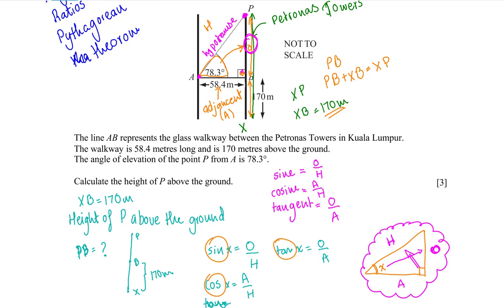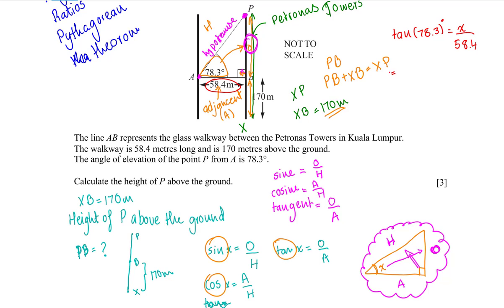So we're going to use tangent to solve our question, because we don't have the hypotenuse and we don't have the opposite side. We do have the adjacent side, and we're trying to find the opposite side. So when the values given are an angle and the side adjacent to it, and we have to find the opposite side, we use tangent. We'll use the format tangent of x, which is 78.3 degrees, equal to opposite, which in this case is x, over adjacent, which is 58.4.